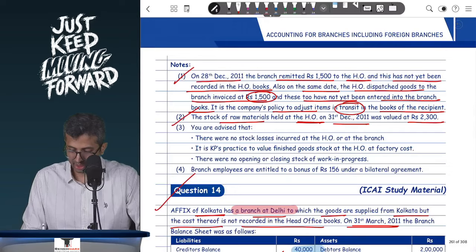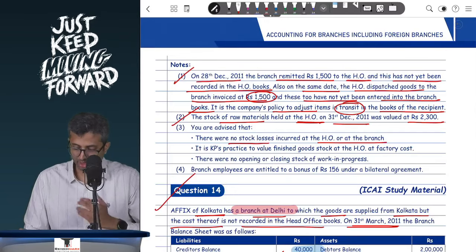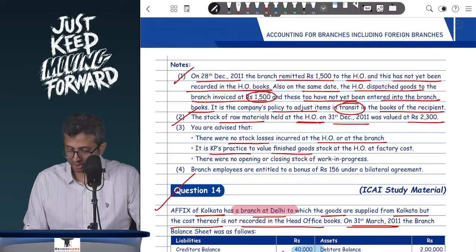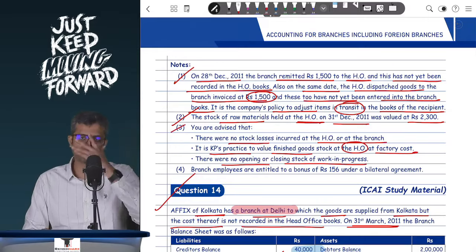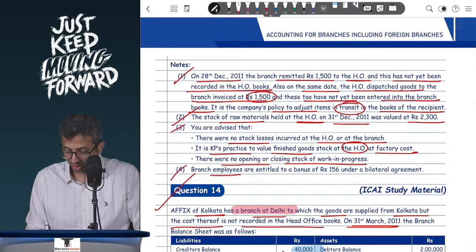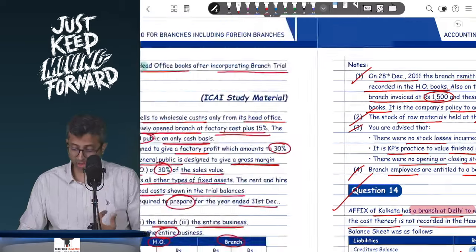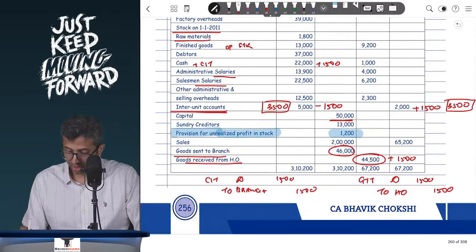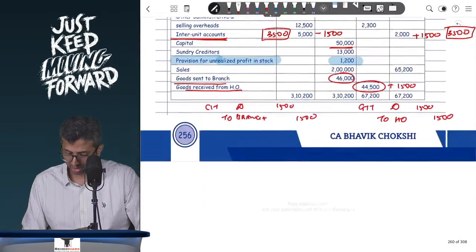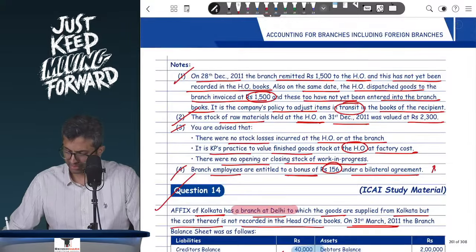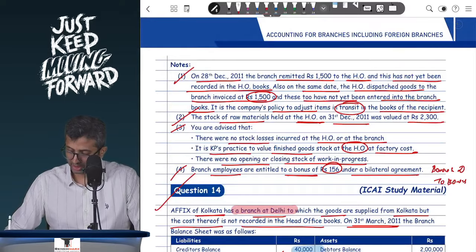You are advised that there are no stock losses at the HO or the branch. It is KP's practice to value finished goods at HO at factory cost. There were no opening or closing stock, work in progress. So that is fine. Even if this was not given, these are implied assumptions. And branch employees are entitled to a bonus of 156 under a bilateral agreement. Now this is not recorded, so it will have to be recorded. So this will be bonus expense account debit to bonus payable. So it will be a separate entry in branch, bonus account debit to, let us say, bonus payable at 156.